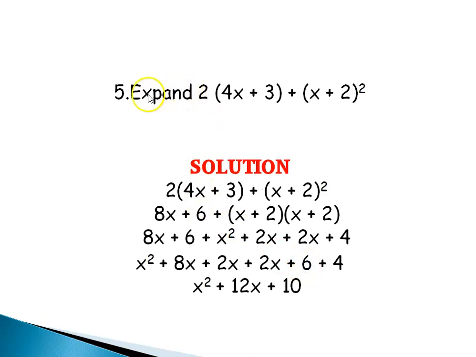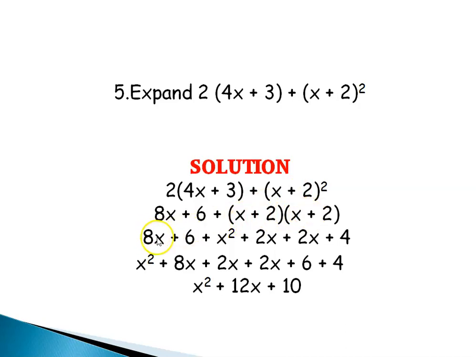The next question says expand 2 bracket 4x plus 3 plus x plus 2 squared. So I'm expanding. Alright, so let's start with this. Let's expand this. 2 times 4x is 8x. 2 times 3 is 6. And then x plus 2 squared means x plus 2 multiplied by another x plus 2. And that's what I've written here.